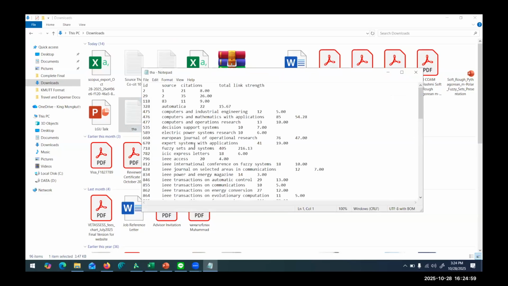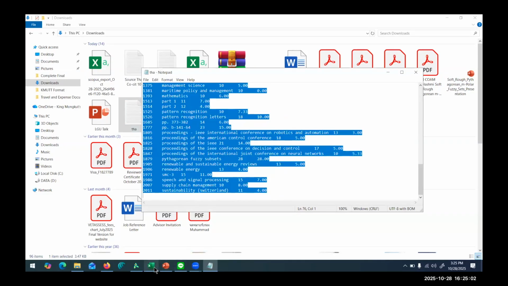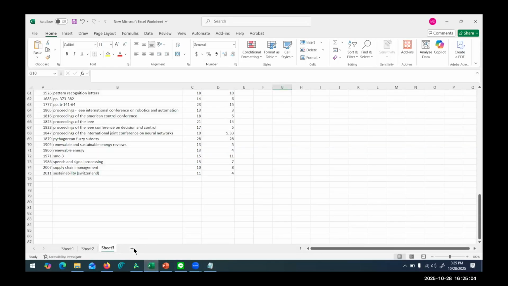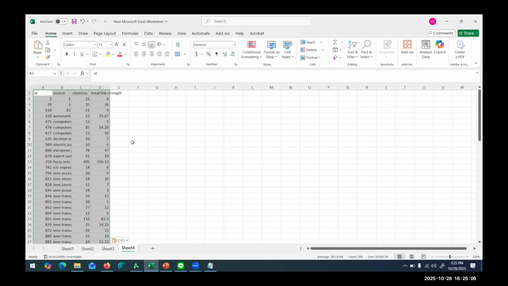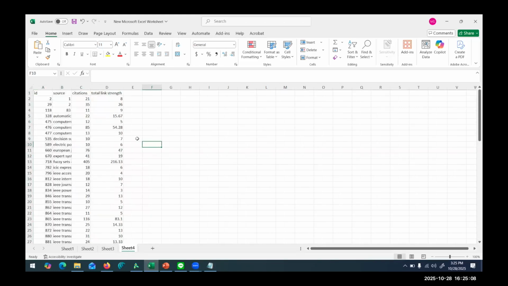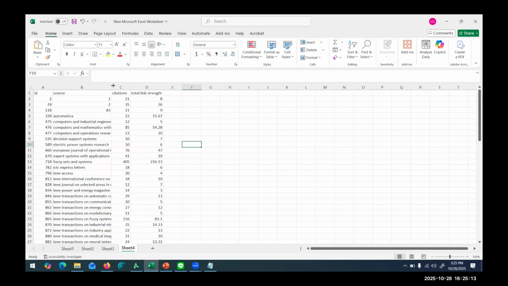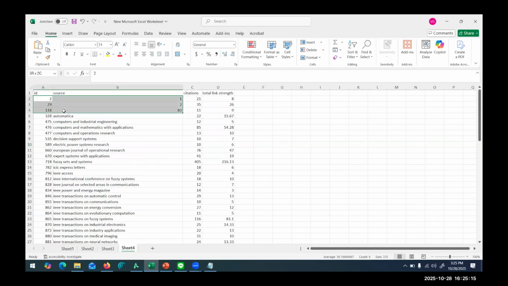I'll open this data. I will copy it and then we'll go to some Excel file. Here we will paste it. When we paste the data here, we can see that this data is arranged alphabetically. For example, these terms are not linked with the journals, because we are doing a bibliometric co-citation analysis of the journals, and these are not journals. So these are some errors or some missing values in this data.